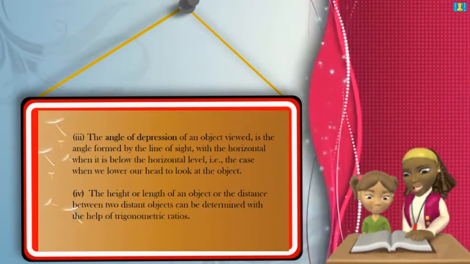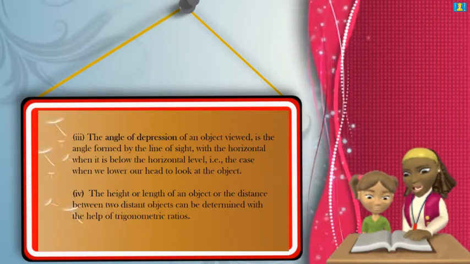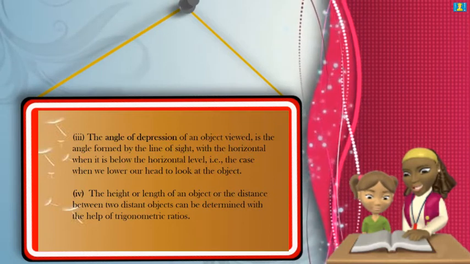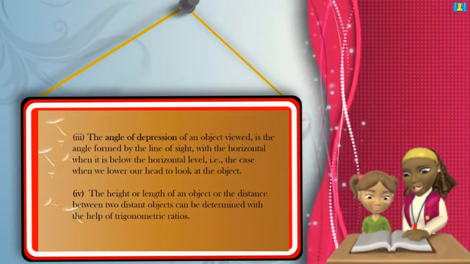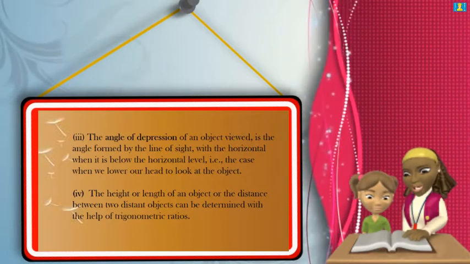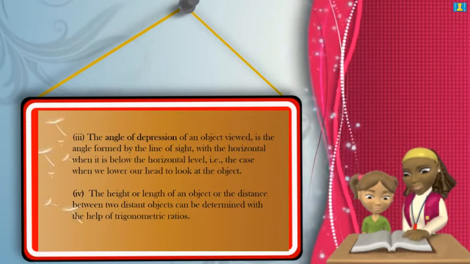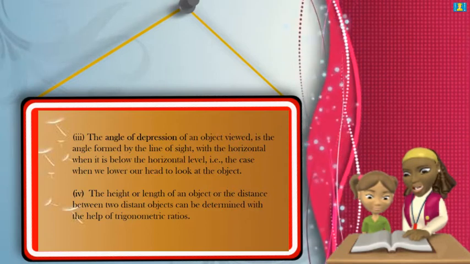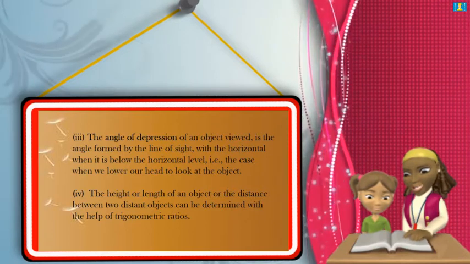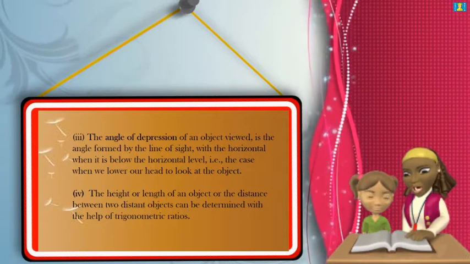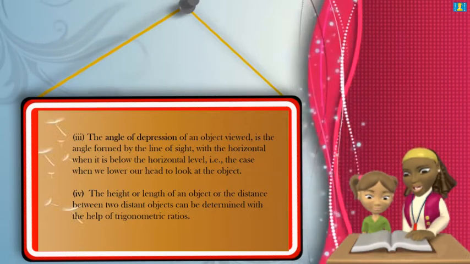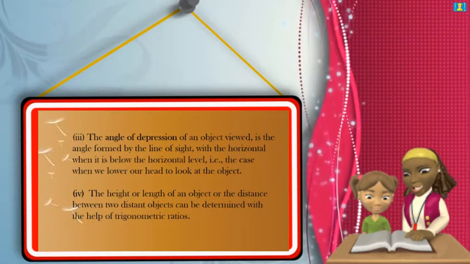The angle of depression of an object viewed is the angle formed by the line of sight with the horizontal when it is below the horizontal level. That means the case when we lower our head to look at the object. The height or length of an object or the distance between two distant objects can be determined with the help of trigonometric ratios.